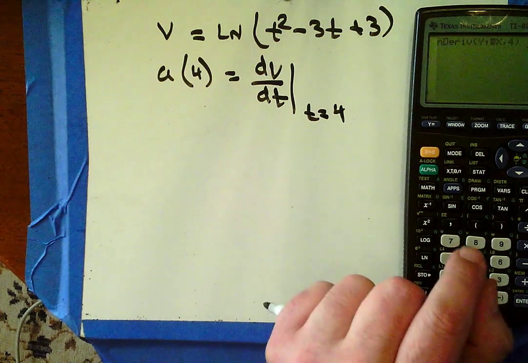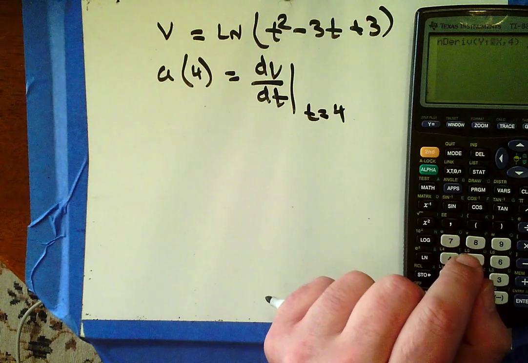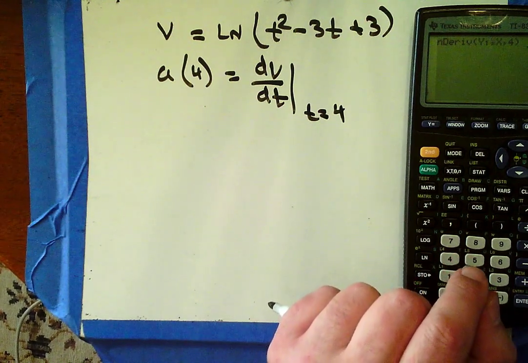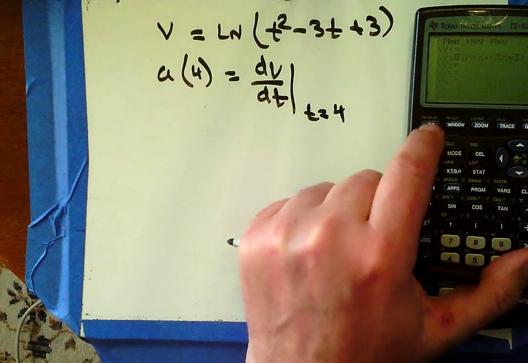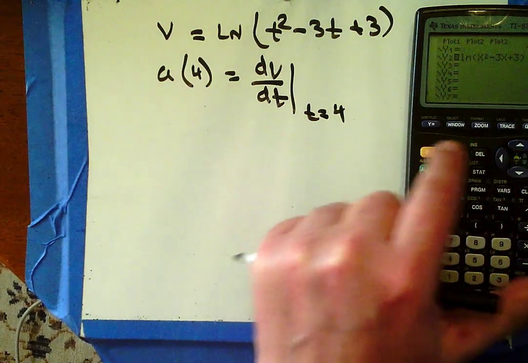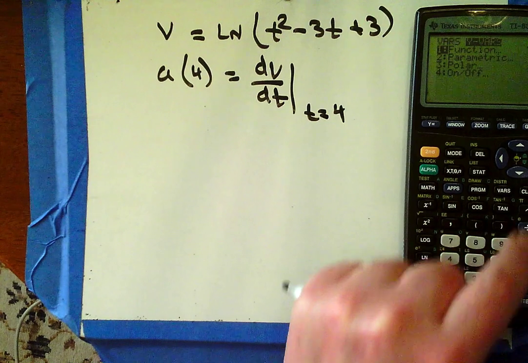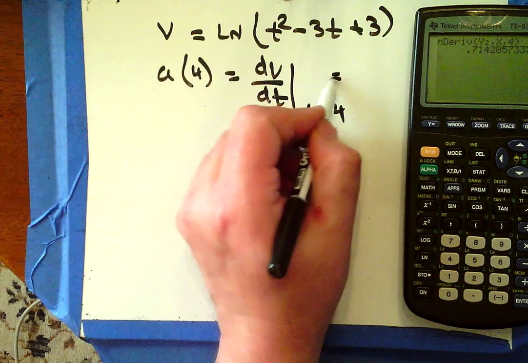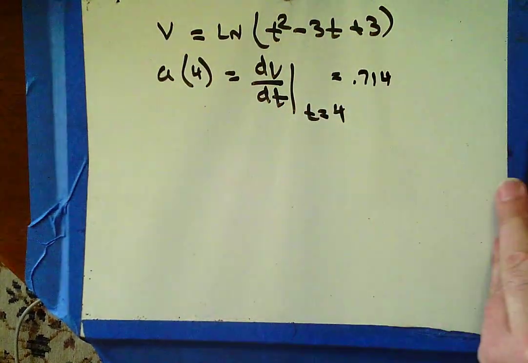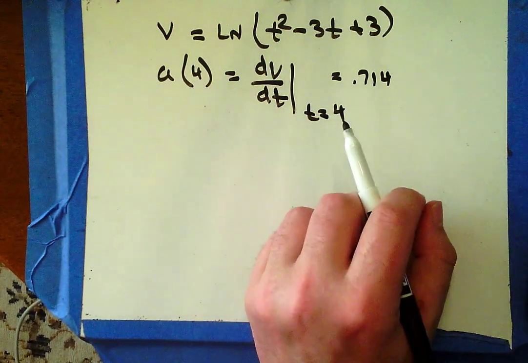Invalid. nDeriv y1. What? I'm confused by the notation suddenly. Why don't you like that, little calculator? Oh, because I put it in y2. You silly. Okay, so I'll go back over here. Variables, y2. There we go. So we get 0.714. Okay, do we have units? We don't have units, so I'm not worried about that. I'm just moving on.